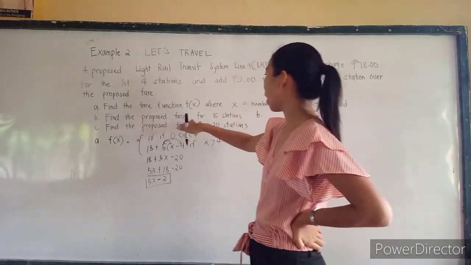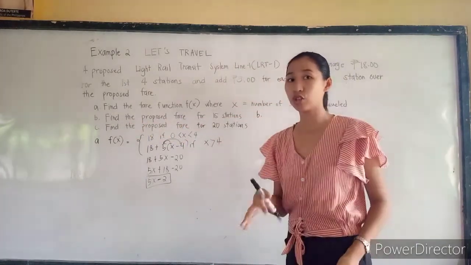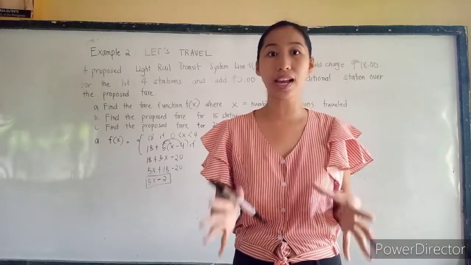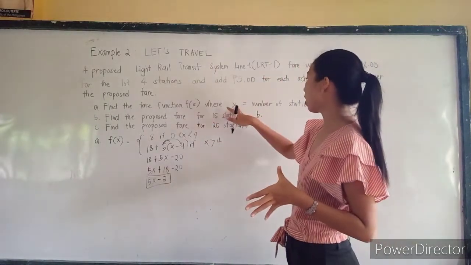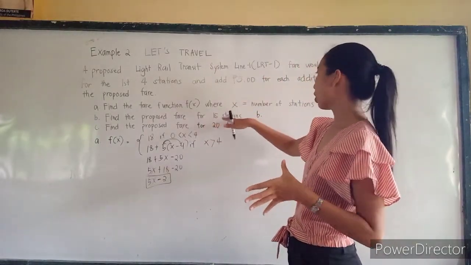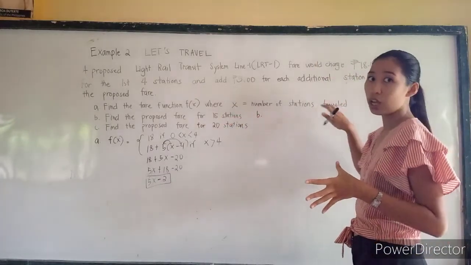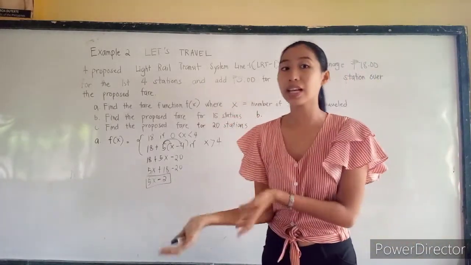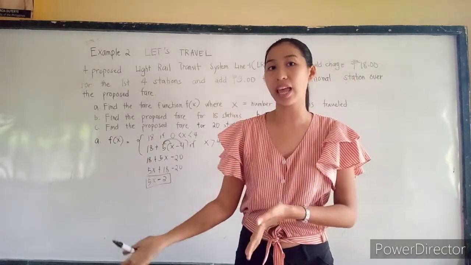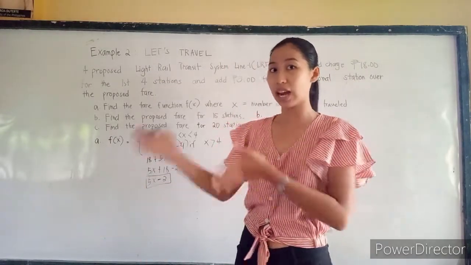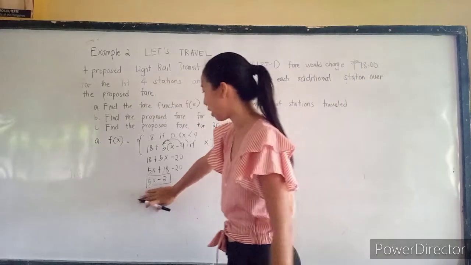Find the proposed fare for 15 stations. Now, your x has a value. What is the value of your x? 15 stations. Remember, x is equal to the number of stations traveled. So, if you travel 15 stations, how much will you pay based on the proposed function?